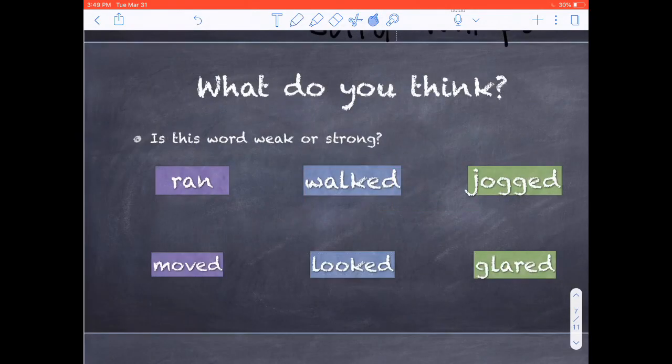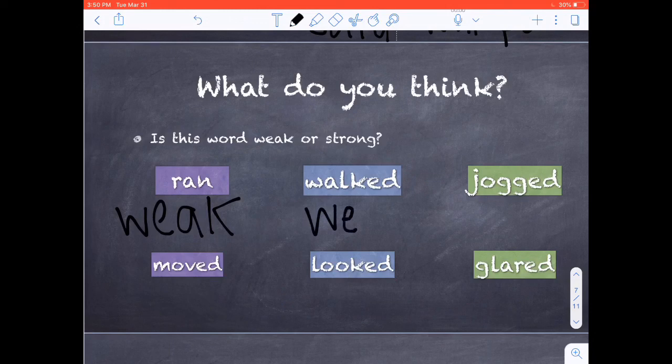Here are several different words, and we're going to try to figure out, are these weak words or are they strong? Can we find a better word that still means the same thing to describe this? Ran. I'm going to say ran is weak because there are better ways to describe how someone ran. Our next word is walked. Is walked weak or is it strong? I do think it's okay, but I'm still going to put weak.